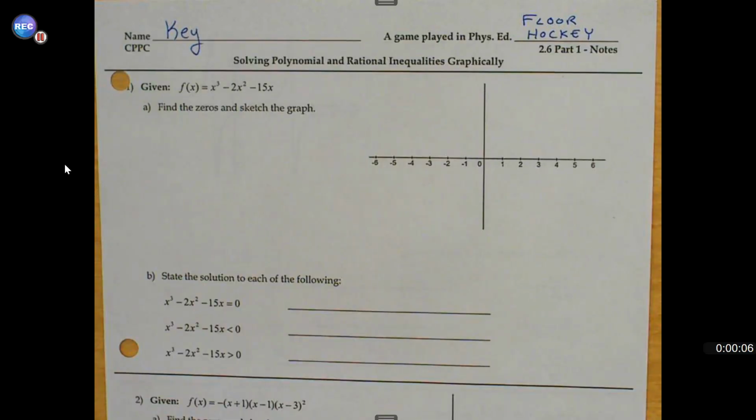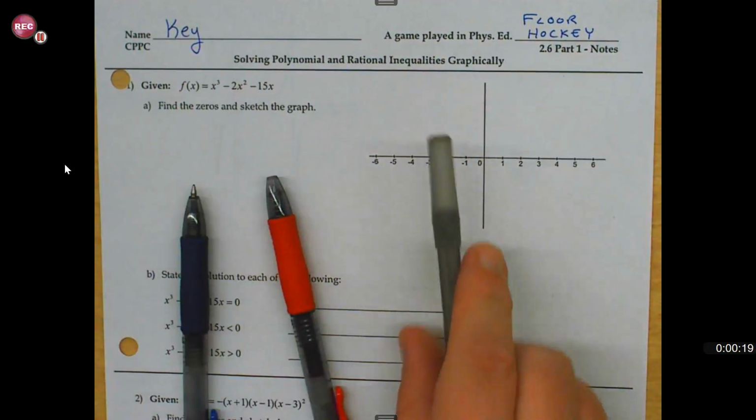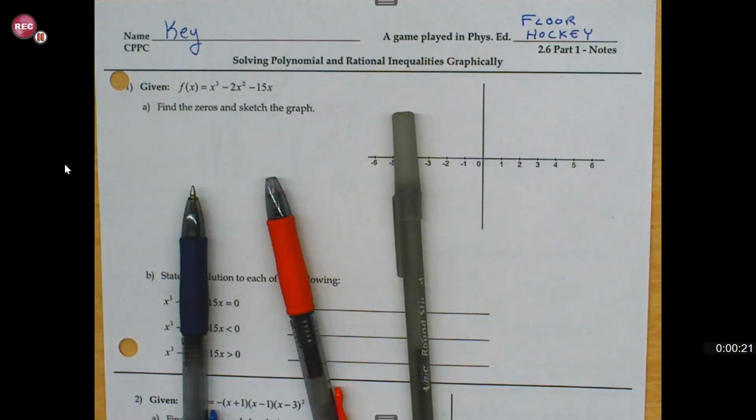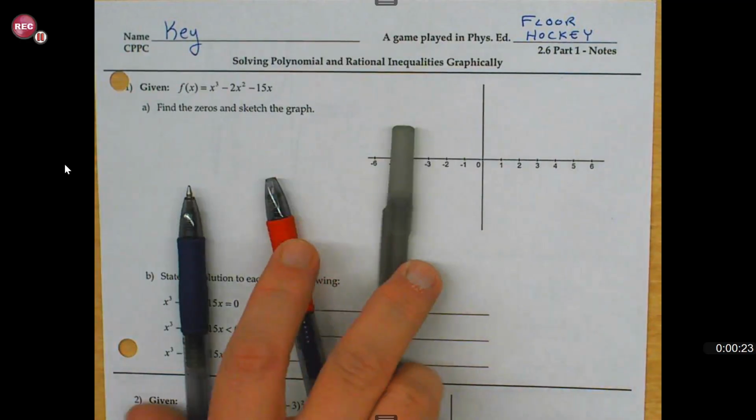In this video, we're just going to go over the first two problems on this note sheet. So we're going to try to solve some polynomial inequalities by using a graph. In this video, I will be using three colors, so it might help if you grab three different colors. It'll help you see things a little better.